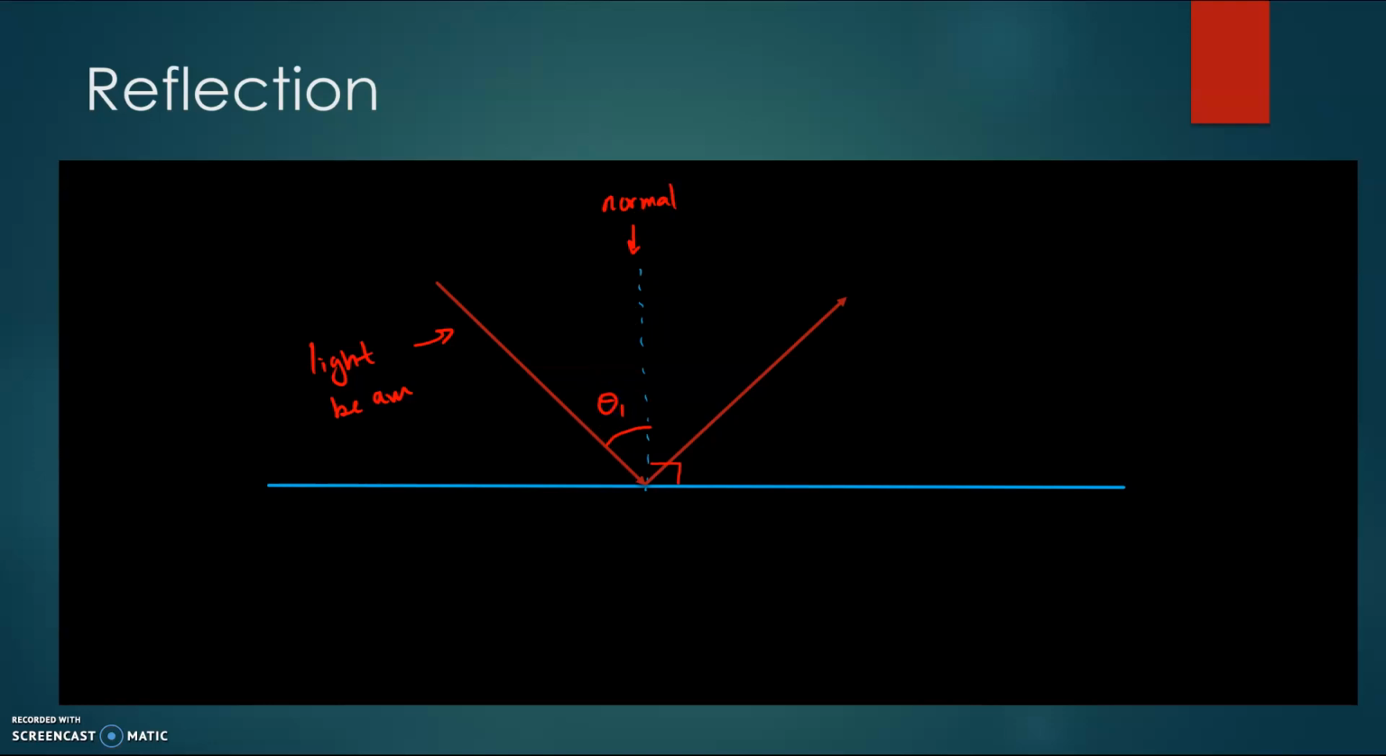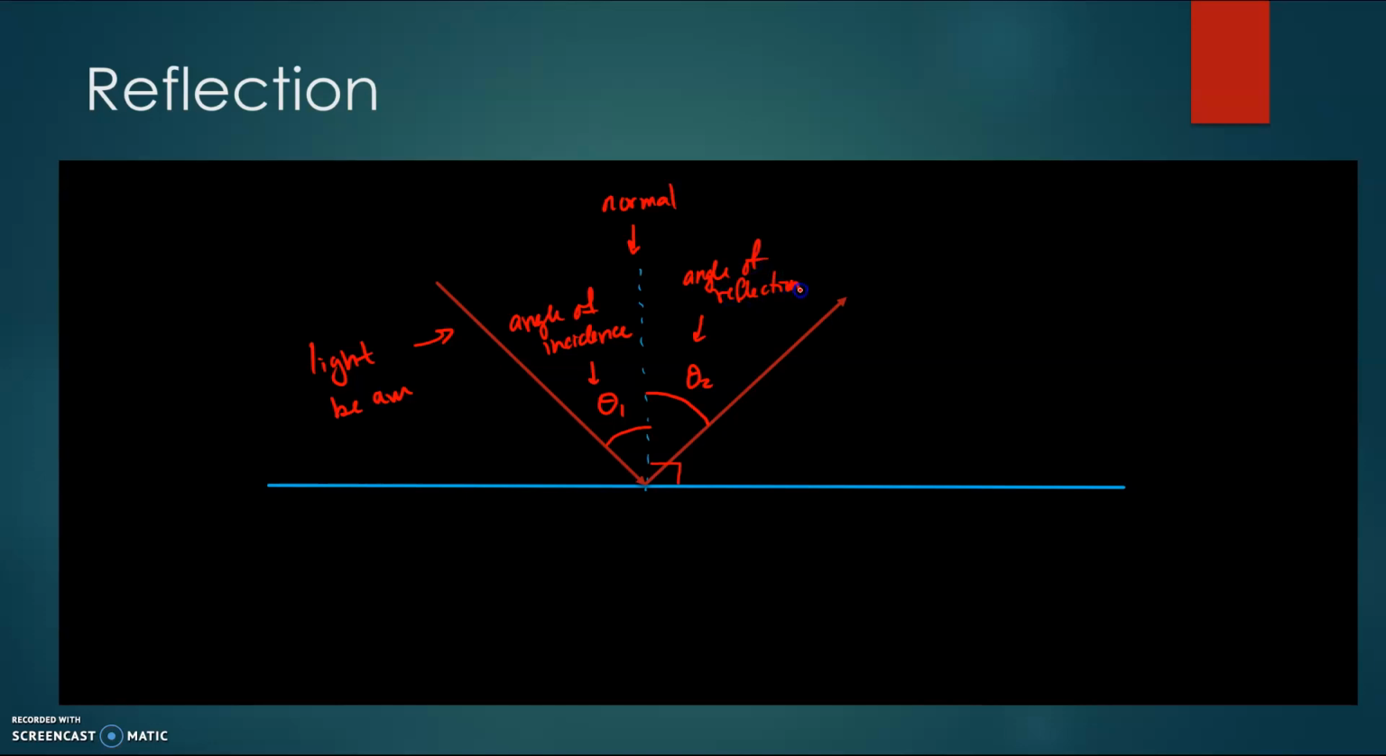Sometimes this is called the angle of incidence. Okay, the angle of incidence. So let's go ahead and write that down. Angle of incidence. Okay, so this is the angle that the light hits the surface relative to this normal, this perpendicular line. And then it's going to bounce off, and it's going to bounce off at an angle, which we'll call theta 2. Okay, and so this would be the angle of reflection.